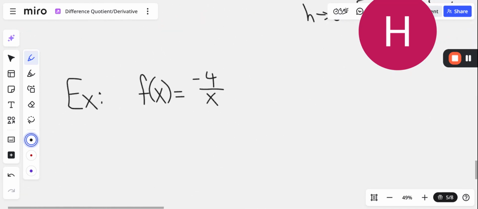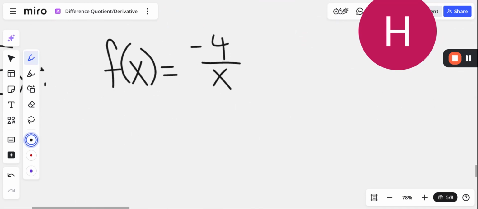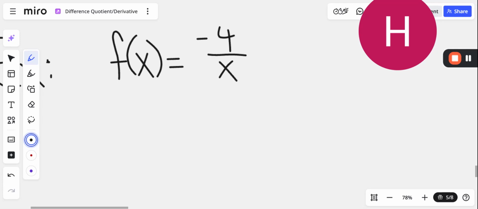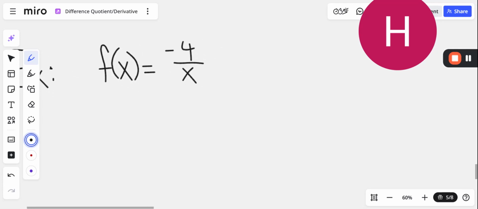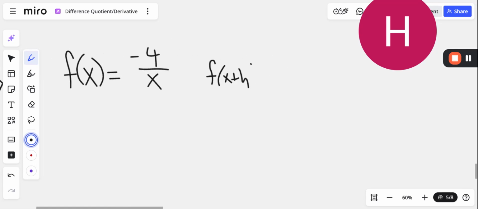Let's do another example with a different situation. The situation we have here is called the rational situation. This is a rational function because we have a variable in the denominator. So let's just write out what f of x plus h is. You know we're going to have to use that. Just plug in x plus h. That's going to give us negative 4 over x plus h.